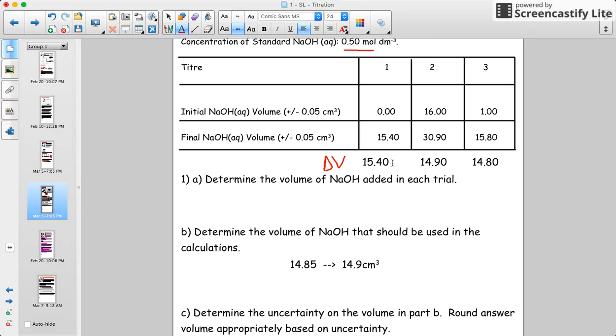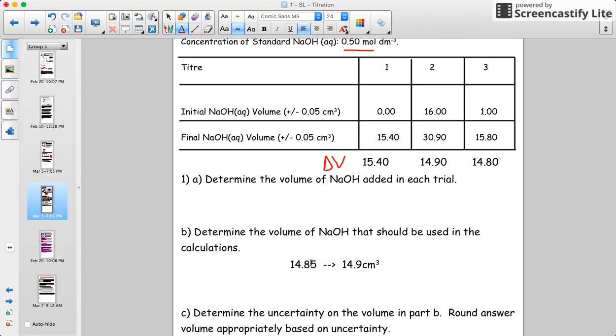It's also much higher than the other two readings, because in the first trial, when it's rough, you're much more likely to add too much of the solution in the burette, in this case, the NaOH. So the first trial never actually gets included in the calculations. We call this the rough trial. We still record it, but we don't use it in the calculations. These two are much closer together. They're within 0.1 milliliters of each other.